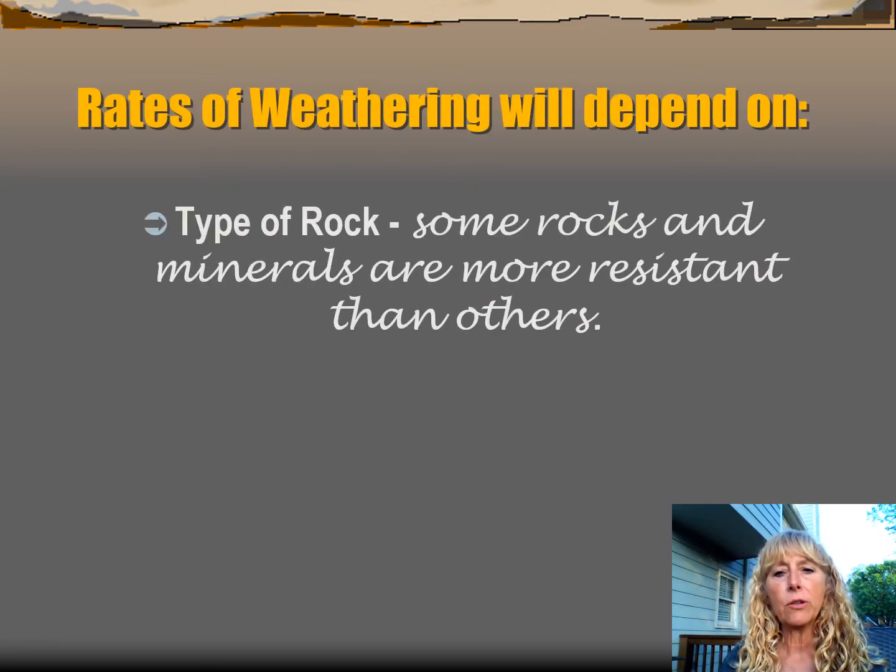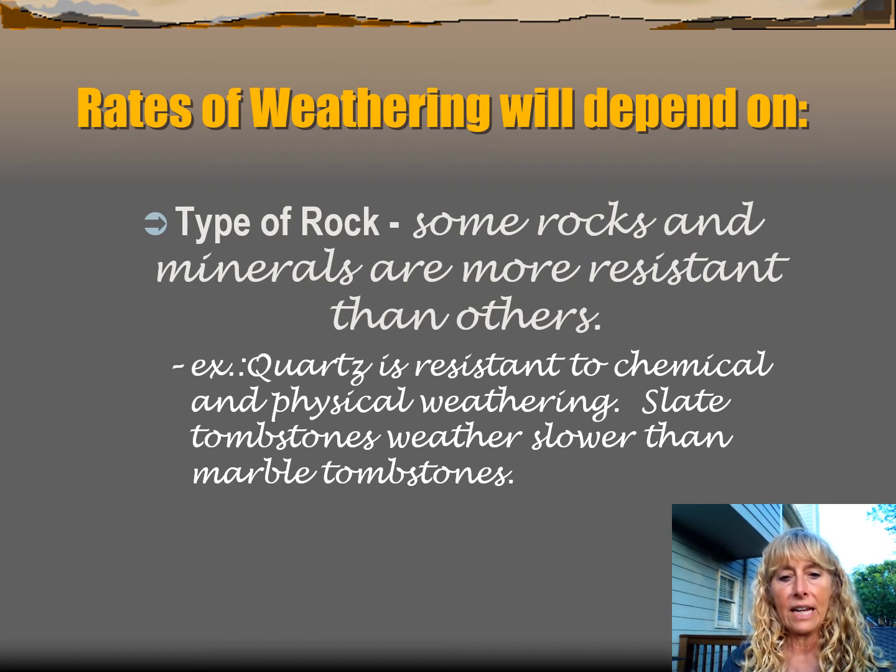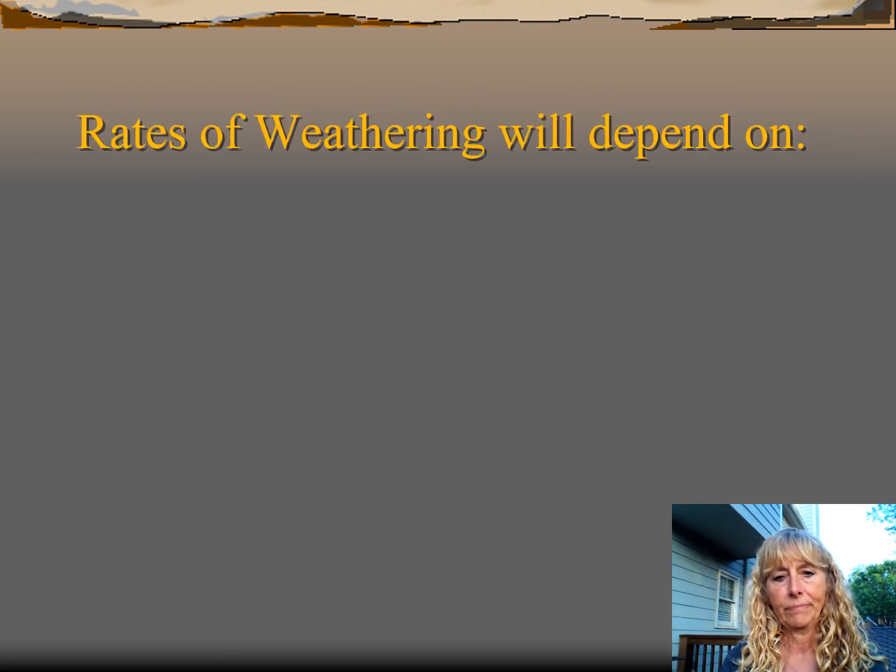Rates of weathering will also depend on the type of rock. Some rocks and minerals are more resistant to weathering than others. For example, quartz is resistant to chemical and physical weathering. Slate tombstones weather slower than marble tombstones.